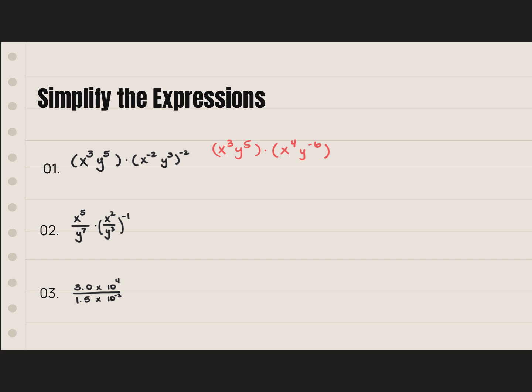And then I'm going to deal with that negative exponent. So next step, I'm still going to keep my x cubed, y to the fifth, times, and I'm going to flip that y into the denominator.